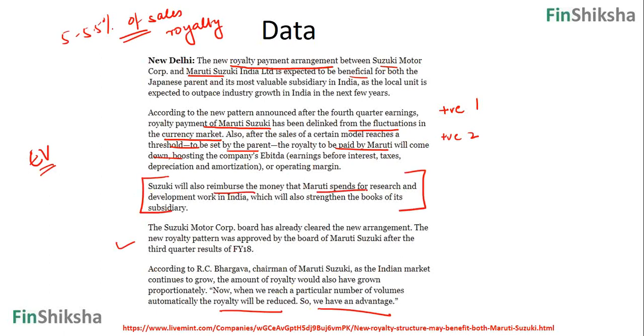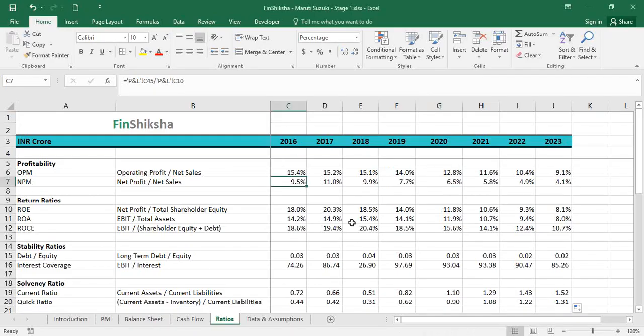Suzuki will reimburse the money that Maruti spends for R&D work in India, which will strengthen the books of its subsidiary. So to that extent, if the company makes extra spending on R&D towards electric vehicles or new technologies, that's going to be reimbursed. So in our model, we don't need to take a hit in that regard. We can go back to our model and try and look at the numbers in that regard.